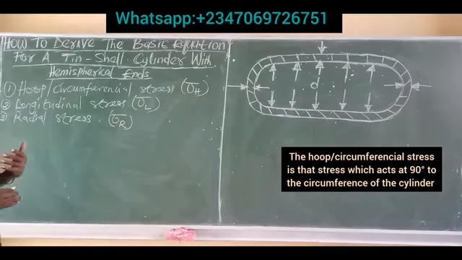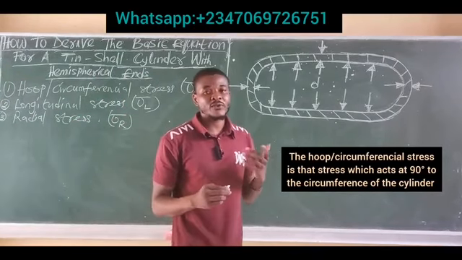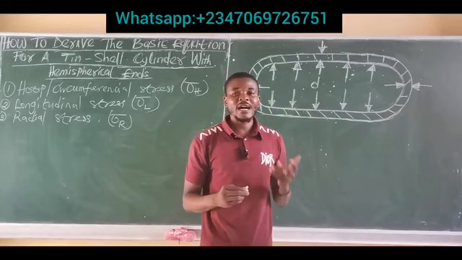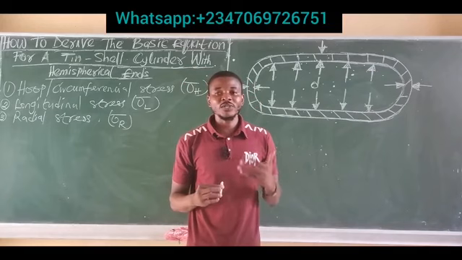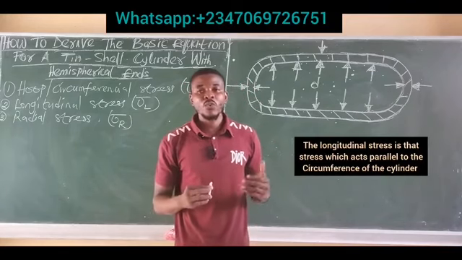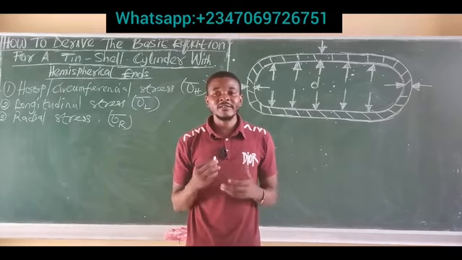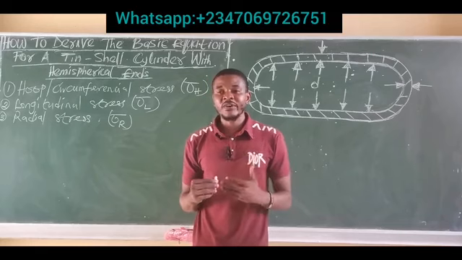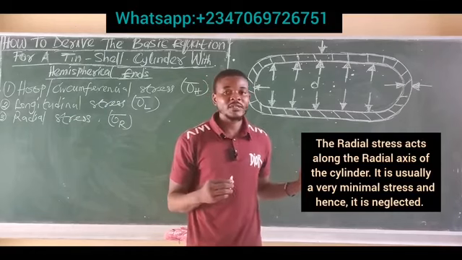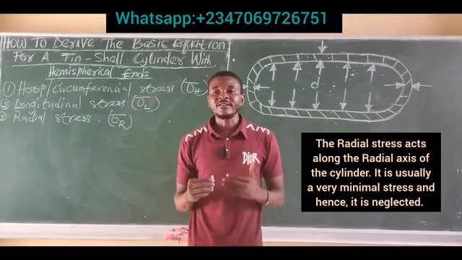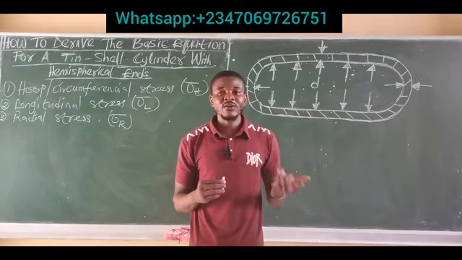Now, the hoop or the circumferential stress is simply that stress which acts at 90 degrees to the circumference of the cylinder, whereas the longitudinal stress is that stress which acts parallel to the circumference of the cylinder. The radial stress is actually a very minimal stress. It acts along the radial axis of the cylinder. So in most cases, it is usually neglected because it has a very minimal value.